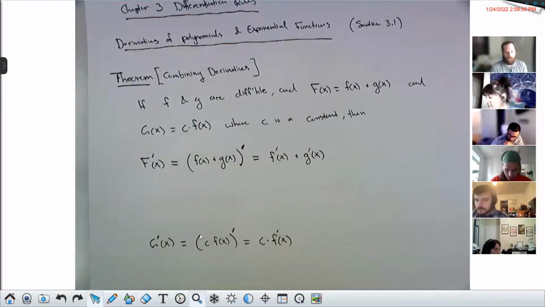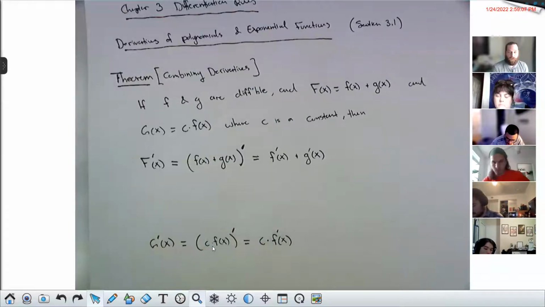So if you know how to differentiate a function, but you want to differentiate 2 times that function or 10 times that function, then the constant just comes along for the ride. You just differentiate the function multiplied by the constant. In other words, constant multiples pop out of derivatives.